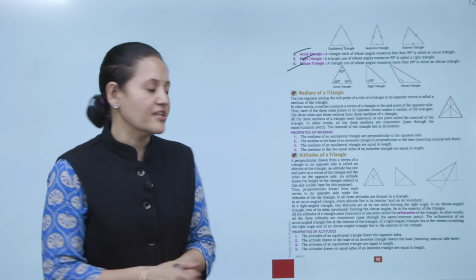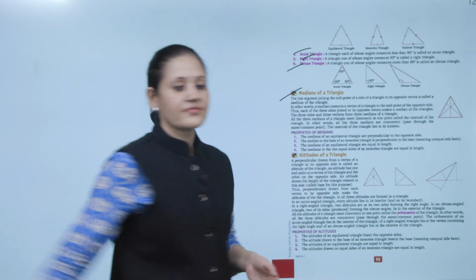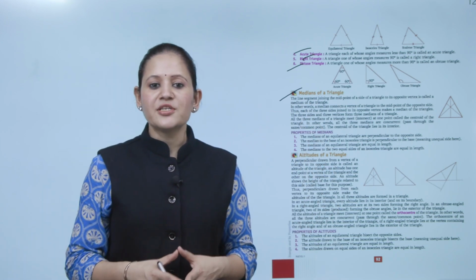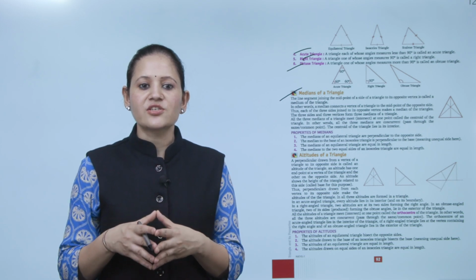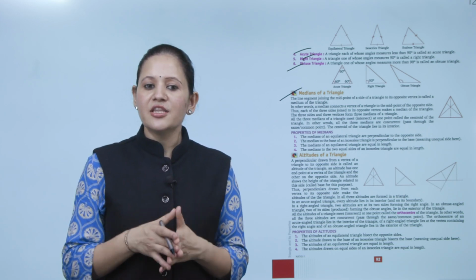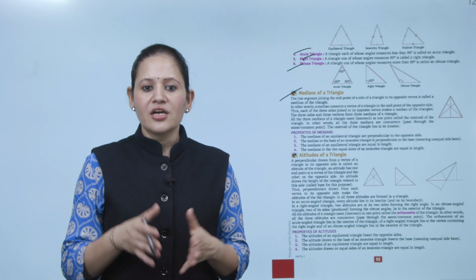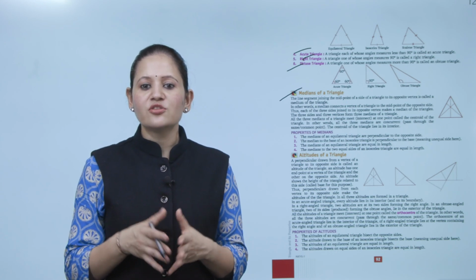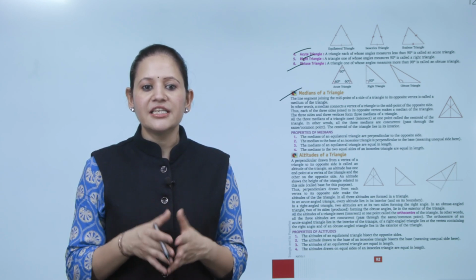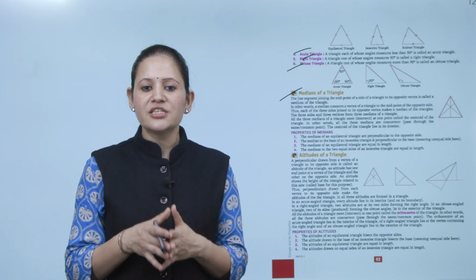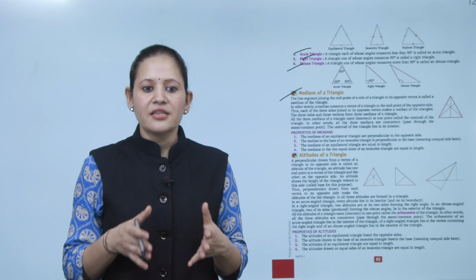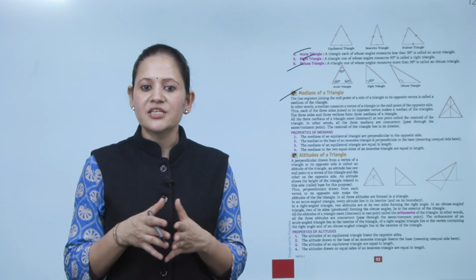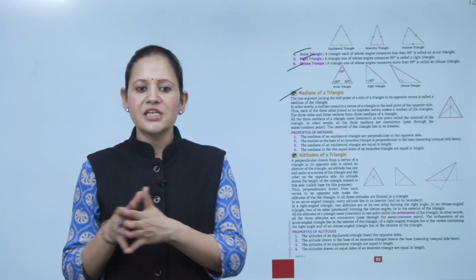Next is median of a triangle. The line segment joining the midpoint of a side of the triangle to its opposite vertex is called the median of the triangle. In other words, the median connects a vertex of the triangle to the midpoint of the opposite side. Thus, each of the three vertices joined to the midpoint of its opposite side makes a median of the triangle. The three sides and three vertices form the three medians of the triangle.